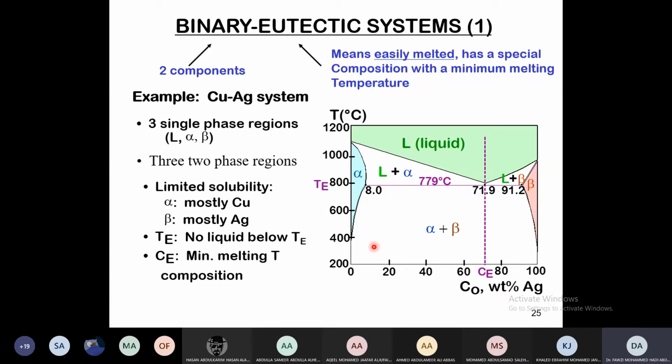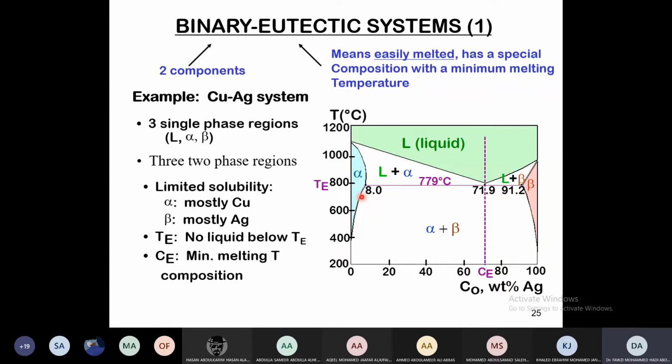Notice solubility lines here as well. You can see that the alpha solid solution, in this case, not in the previous, not in the binary isomorphous, has limited solubility. There we had unlimited solubility, complete solubility of the copper and the nickel, or the nickel and the copper. Here we have limited solubility. The limited solubility here, you have the points which we have.